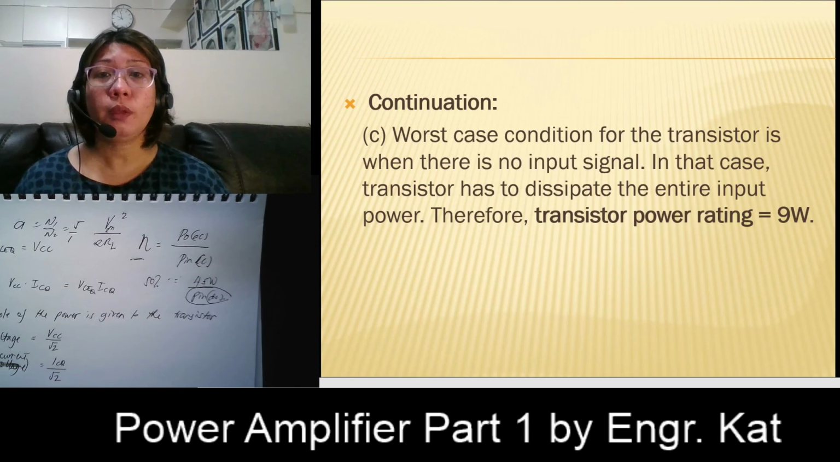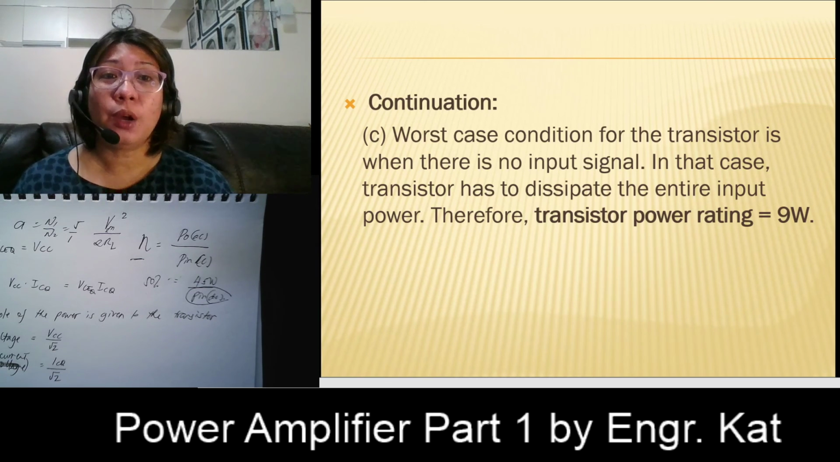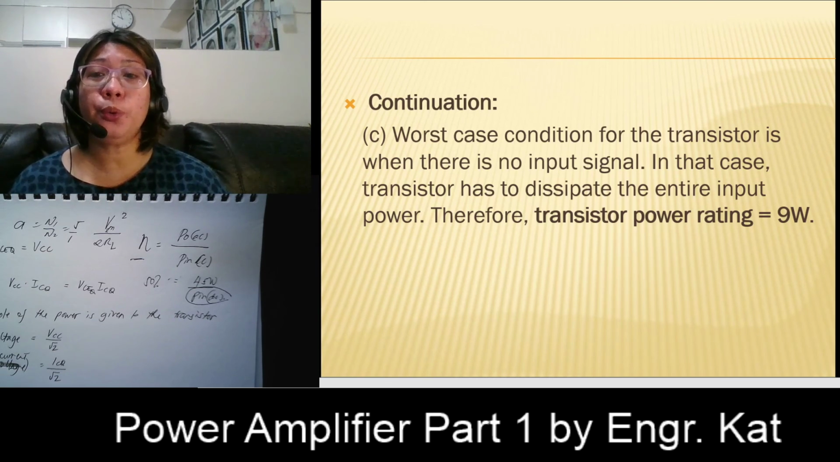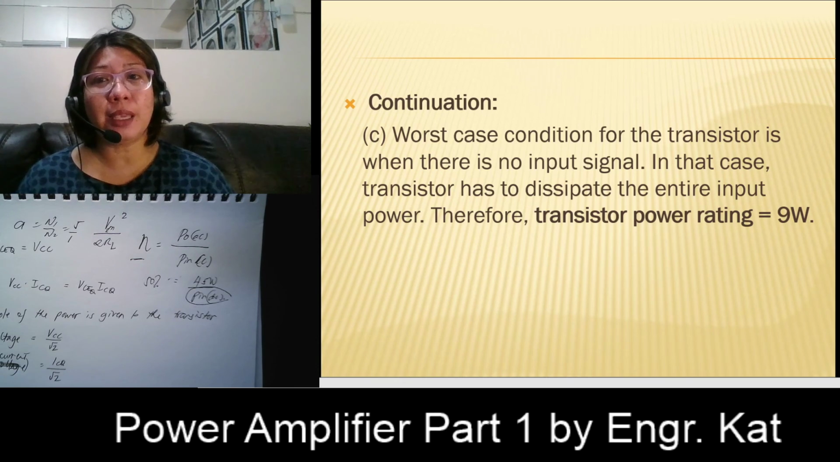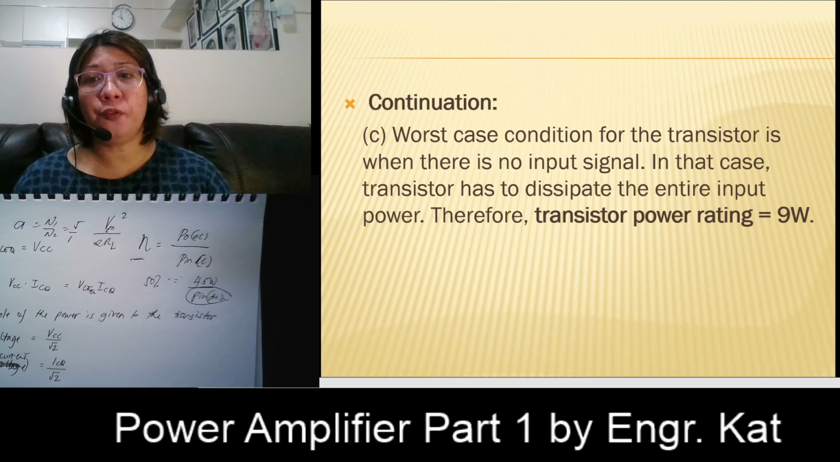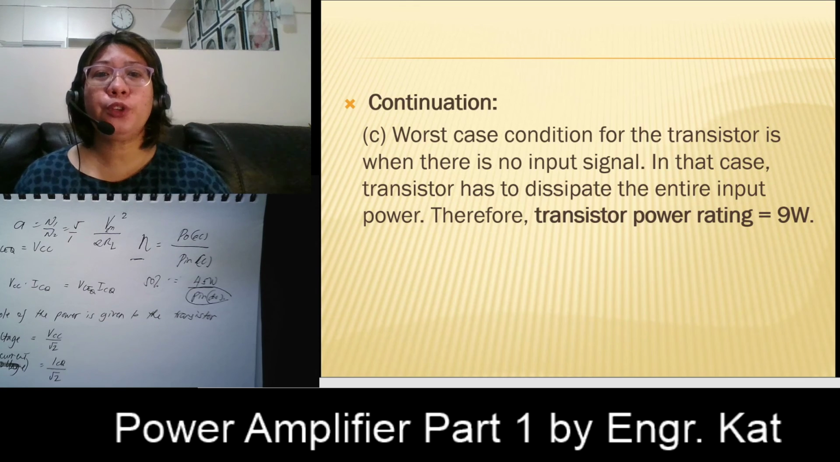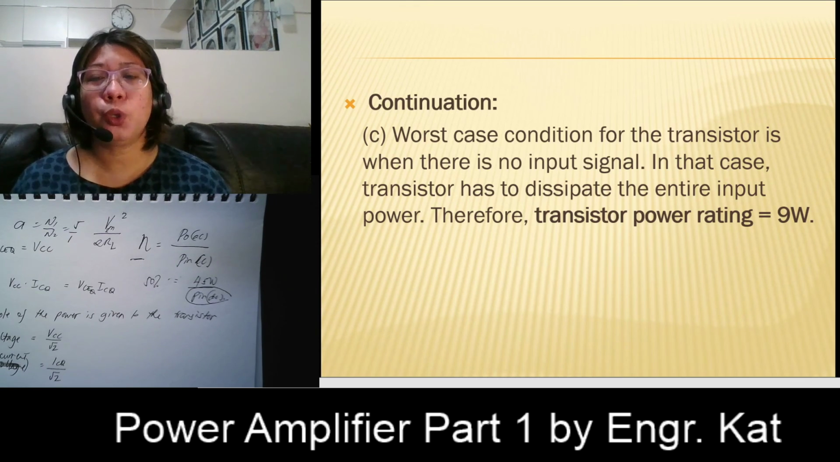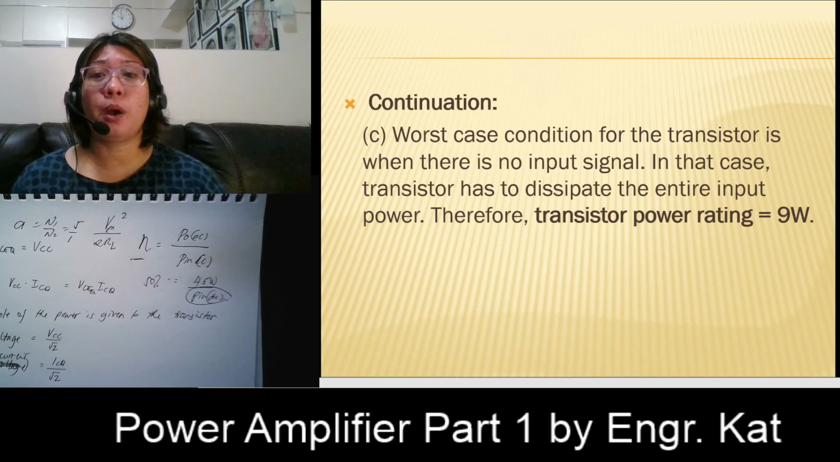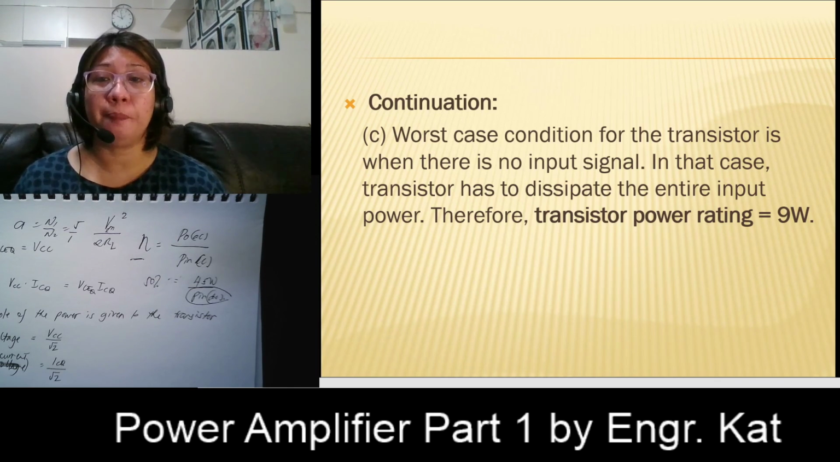So the worst case condition for the transistor is when there is no input signal. In that case, all of the 9 watts will be delivered to the transistor, so your transistor has to dissipate that entire input power. Therefore, the transistor power rating to be used must be 9 watts.